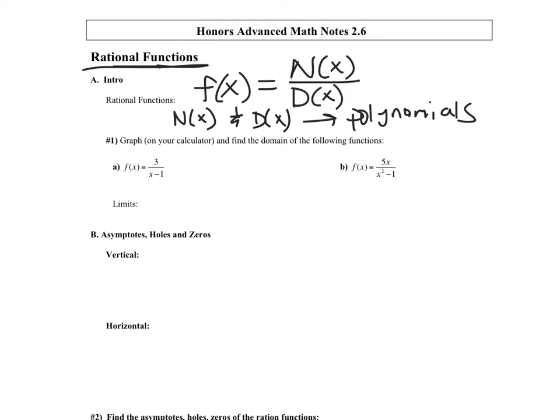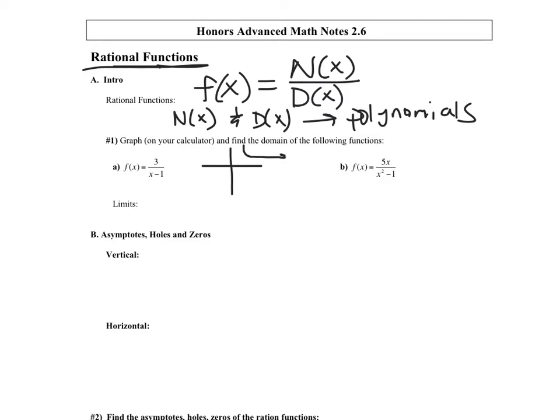So let's take a look at number 1. We need to graph on our calculator and find the domain of the following two functions. So get your calculator out and graph in y1, graph 3 divided by, and don't forget parentheses, x minus 1. Hit zoom 6 to get a standard window. And I'm just going to draw the graph of it really quickly. And we have the graph, and it looks like this.